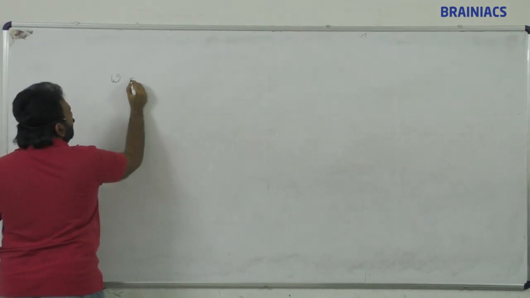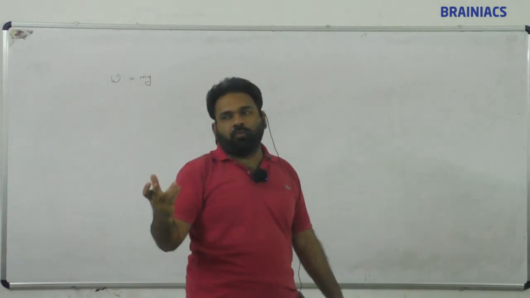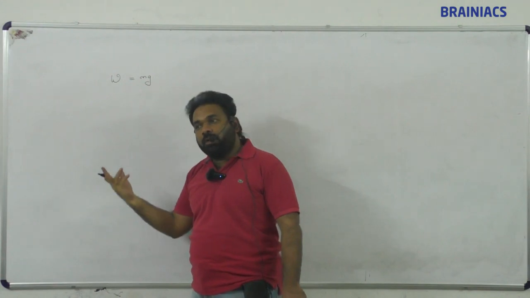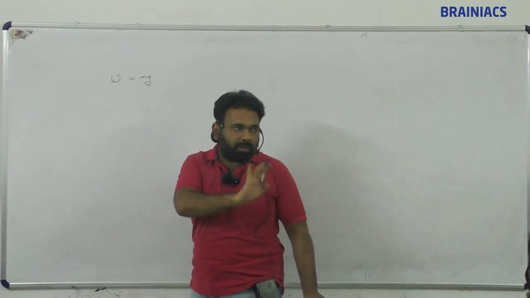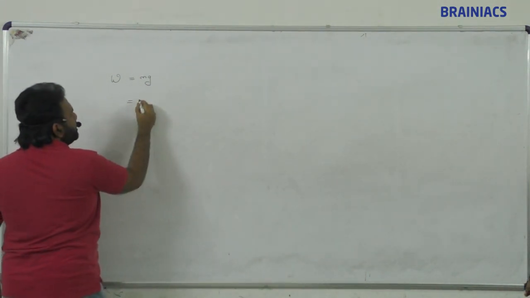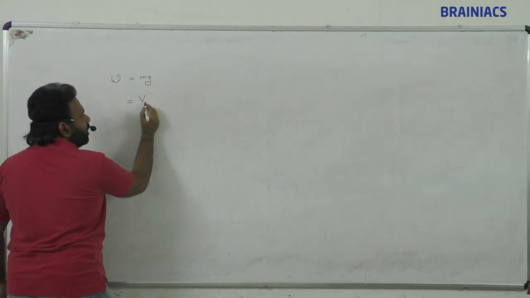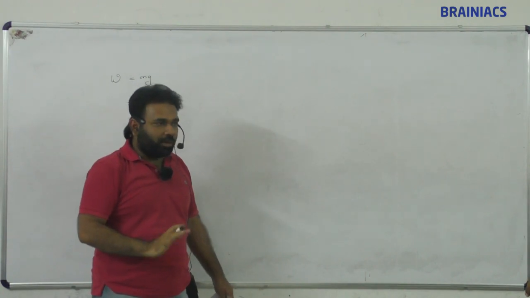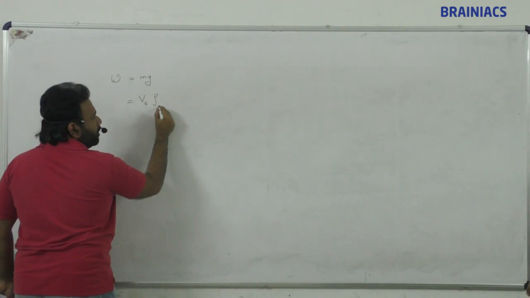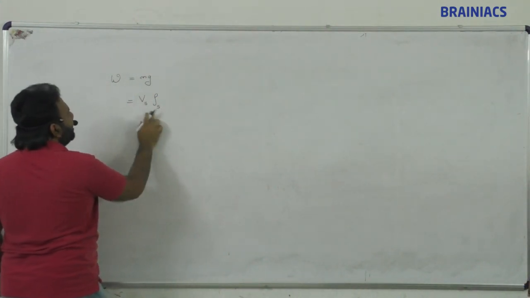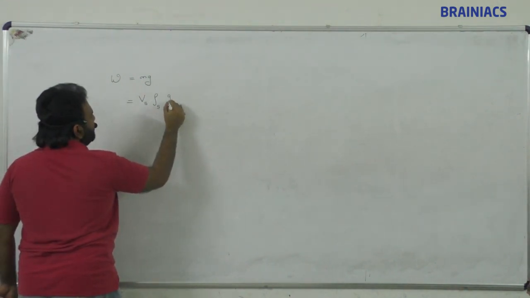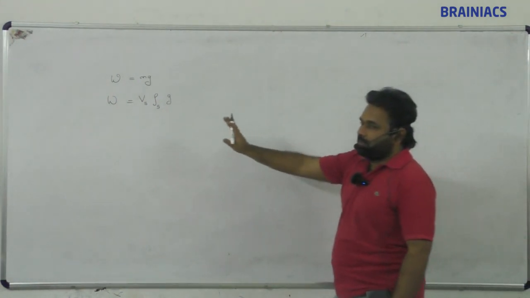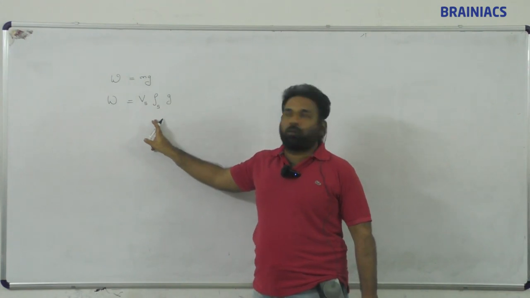Now, children, see, the weight of the body is mg. Sometimes they will give in the question that the weight of the body is so and so kg; we should understand that it is nothing but mass. If the weight of the body is 2 Newton, we will understand that it is mg. From the unit we should understand that. So this is mg. This m is nothing but volume into density. What is V? Volume of the solid. Rho is the density of the solid. So the weight of the solid is volume of the solid, density of the solid, into g.